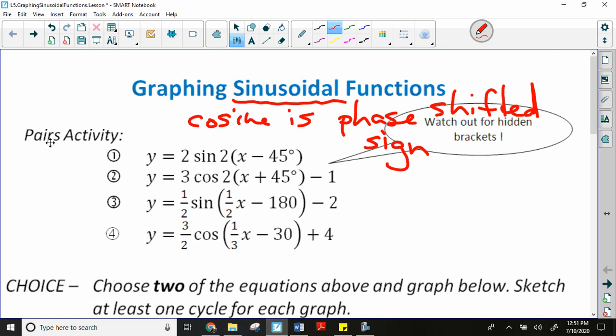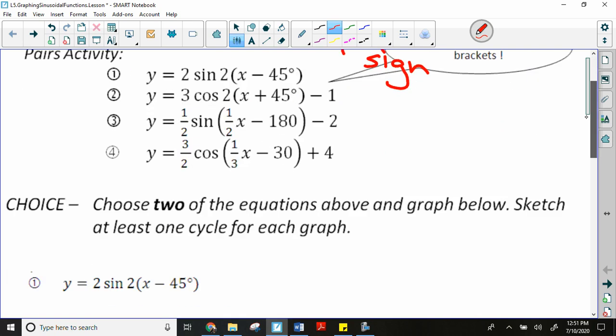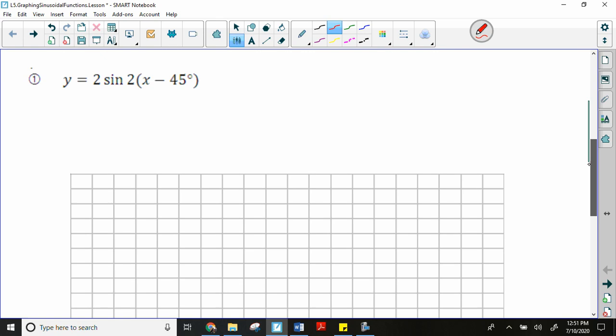Okay, so it's a pairs activity, but because we're in summer and not in class, with COVID and all that fun stuff, I'm just going to graph all of these. What you were supposed to do is choose two of the equations, and your partner would choose two, and then you would graph, compare the graphs and teach the other one. So we're just going to do all four of them together.